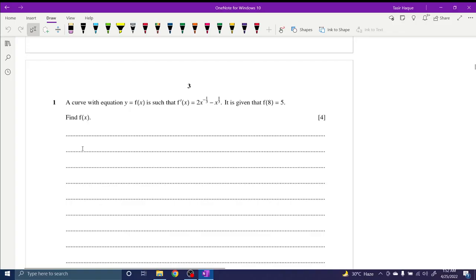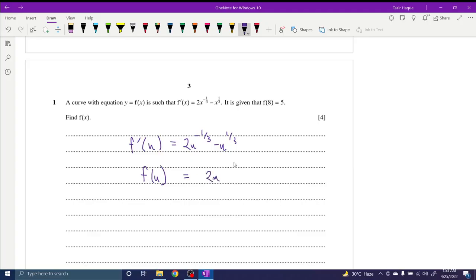The curve with equation f(x) is such that f prime x is equal to this, and f(8) is equal to 5. That's what we know. Since f prime x is equal to 2x to the power minus 1 by 3 minus x to the power 1 by 3, what will f(x) be? We need to integrate this, right?